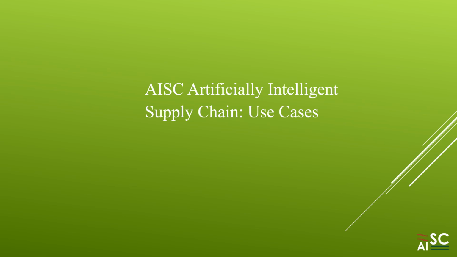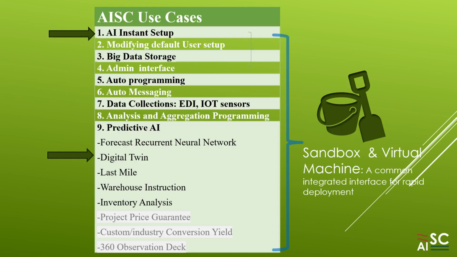The following illustrative use cases for artificially intelligent querying, AI instant setup and executing a new neural map for a digital twin, sandbox and virtual machine discussed here are excerpted from a confidential document titled AISC, Artificially Intelligent Supply Chain, Use Cases.